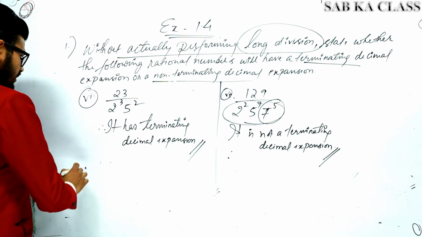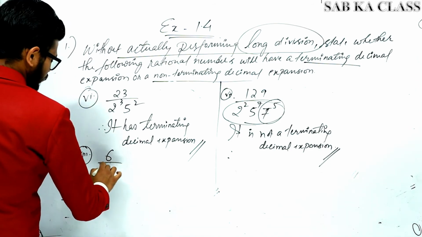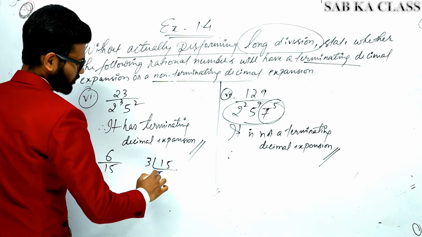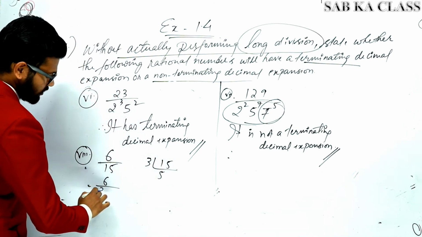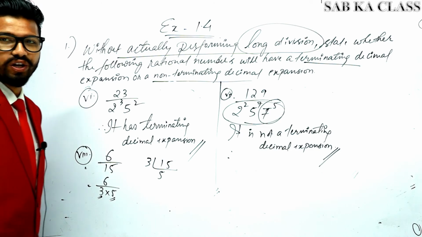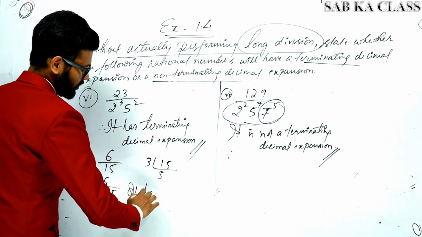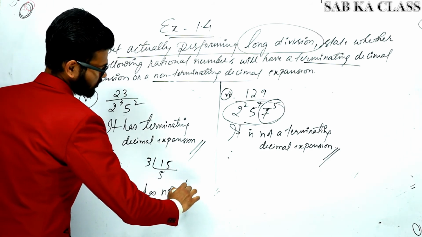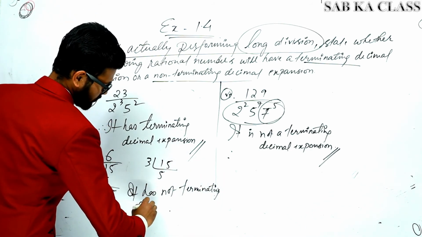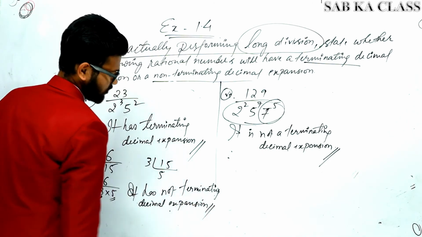Now question number 8. What is given here? 6 by 15. How can you write 15 as 3 into 5? So 6 by 3 into 5. Along with 5, another number is present, that is 3. So it is not a terminating decimal expansion. I hope it is clear.